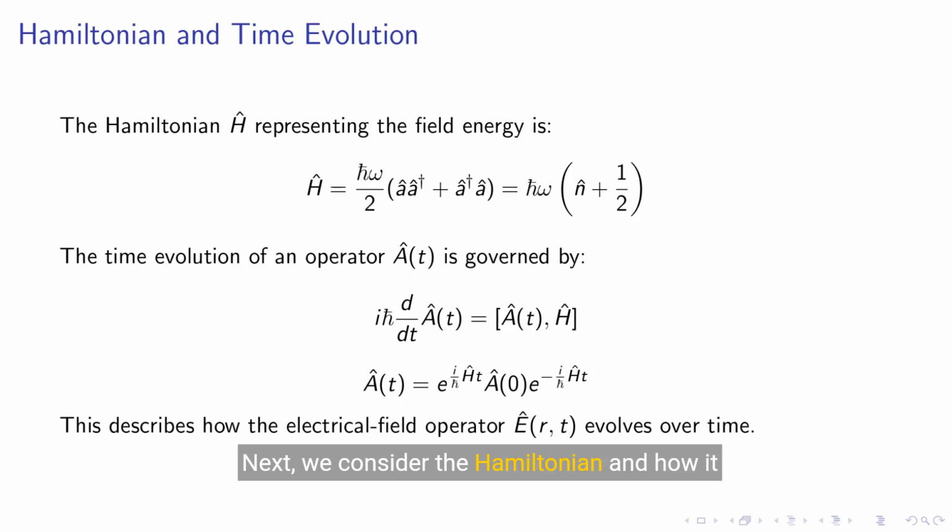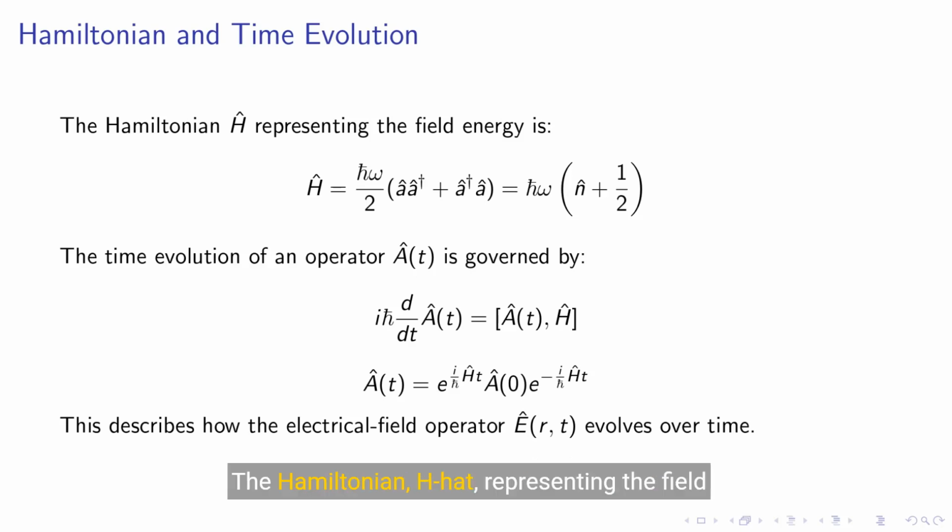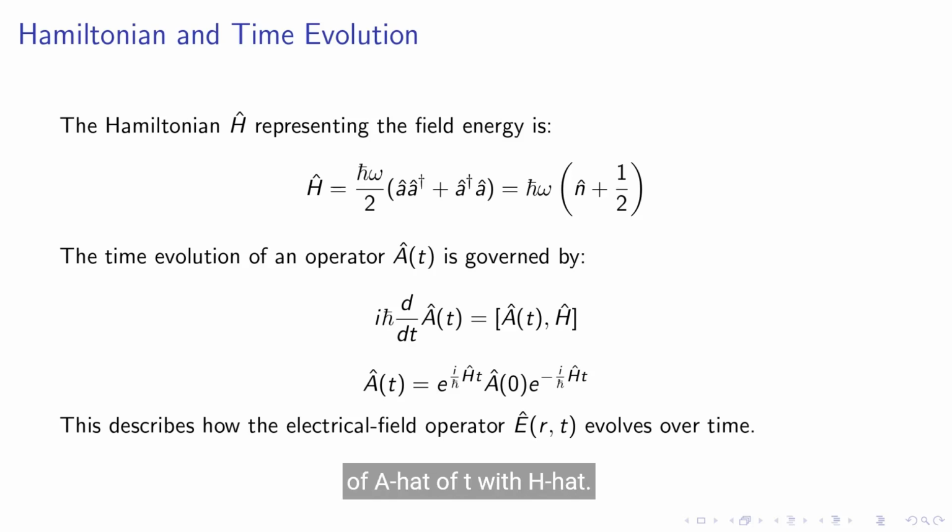Next, we consider the Hamiltonian and how it influences the time evolution of our system. The Hamiltonian H hat, representing the field energy, is 1/2 times h bar times omega times the sum of a hat dagger times a hat, which simplifies to h bar times omega times the sum of n hat plus 1/2. The time evolution of any operator a hat of t is governed by i times h bar times the derivative of a hat of t with respect to t equals the commutator of a hat of t with H hat.